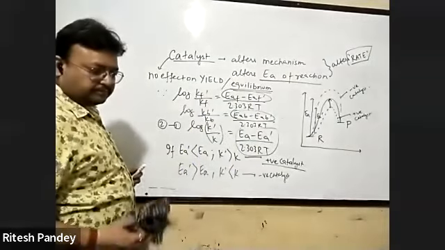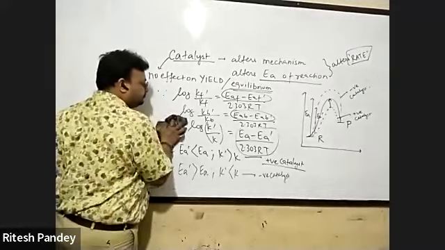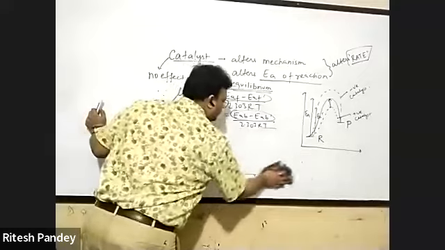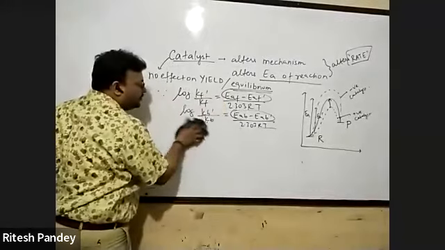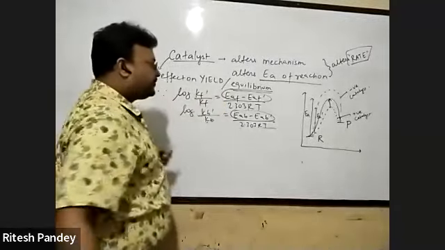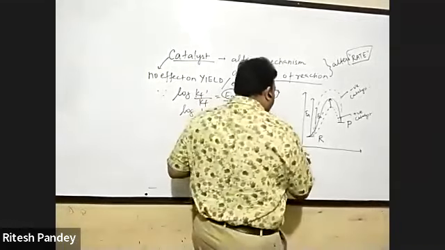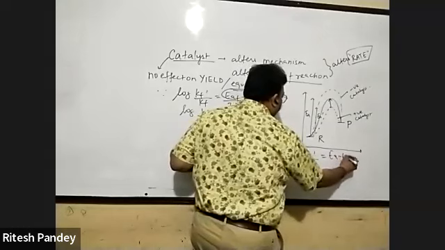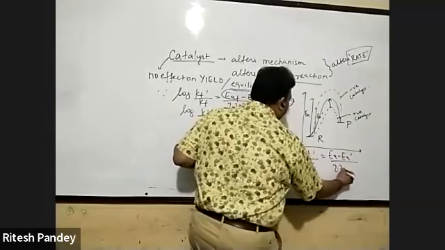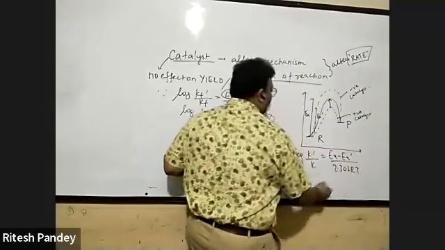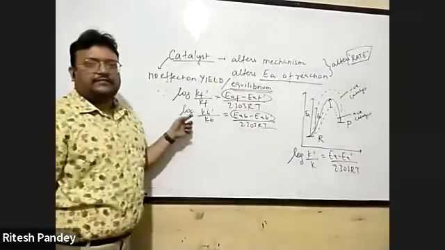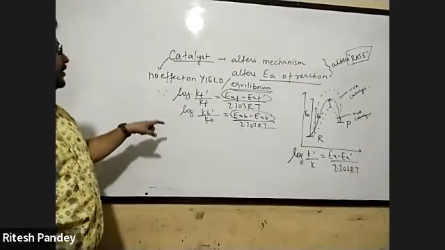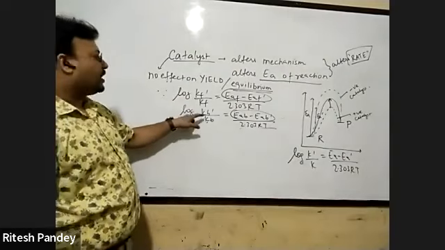Yes or no? What was the mother equation? The mother equation for a catalyst was log of k prime by k is equal to EA minus EA prime upon 2.303 RT. If you apply it for forward and backward reaction and see the corresponding change in rate for forward and backward, log kf prime by kf, log kb prime by kb.